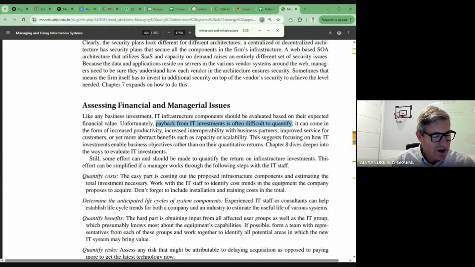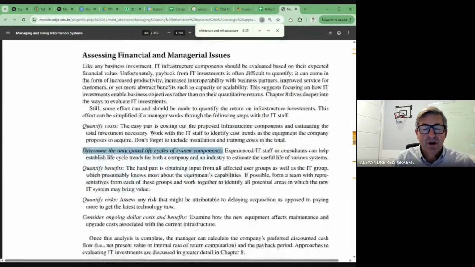But we do have to think of these difficulties in measuring value, and of course trying to quantify the costs involved. Cost is actually what we have to pay for it. Determining the anticipated life cycles of the components: if the life cycle is too short, we have to decide if it's worth making the investment.